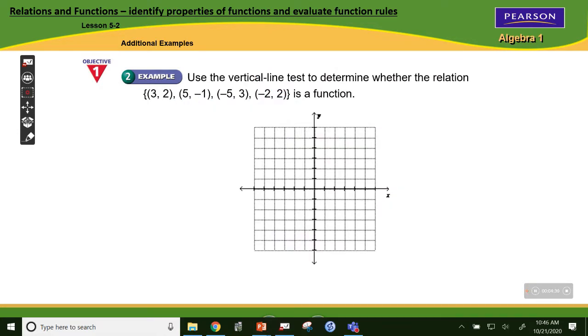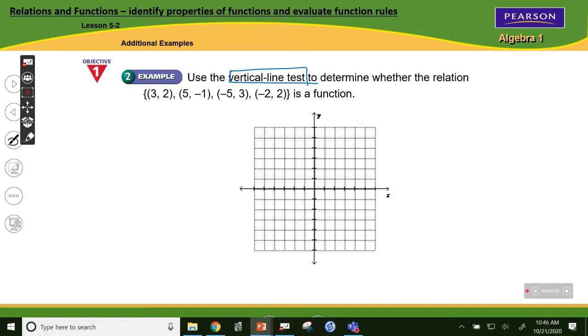So on to the next one. This one says we want to use the vertical line test, which I would say get familiar with that. If you don't know what that is by the end of this slide, you're going to want to watch a video on the vertical line test or ask me about it to determine whether the relation is a function.